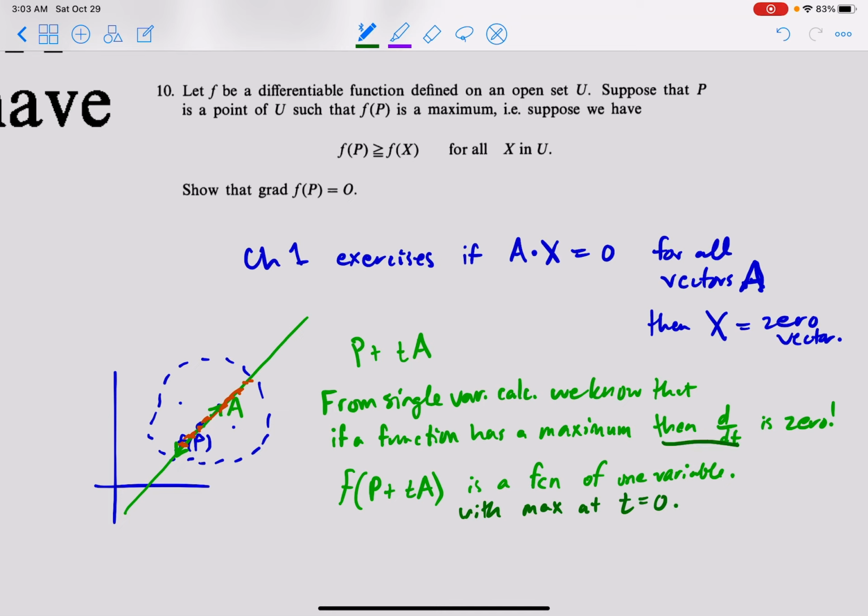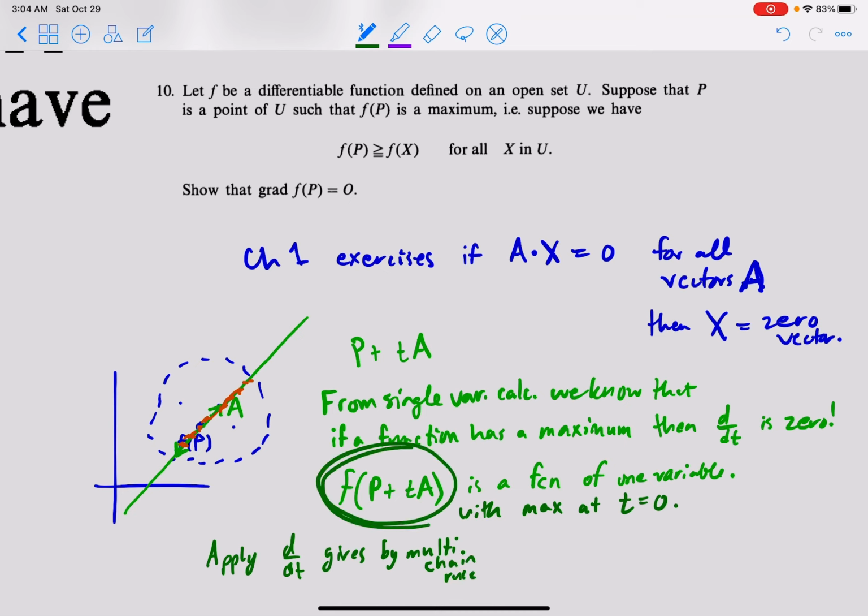Okay, so then we know that the derivative is 0 there. So apply d/dt gives, and now by the multivariable chain rule, we get the gradient of f times the derivative, the velocity of this curve. So the derivative is 0, so that means 0 is equal to the gradient of f at the point where t equals 0, which is p, dot product c prime of t. That's the multivariable chain rule. But c of t is just a straight line, so the velocity is just that direction vector a.